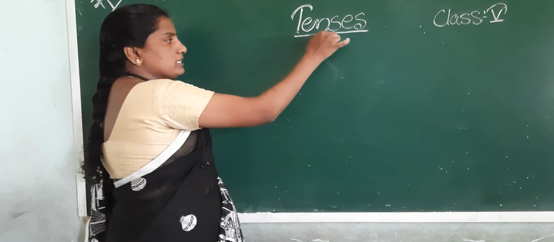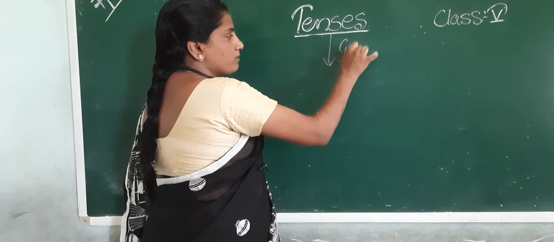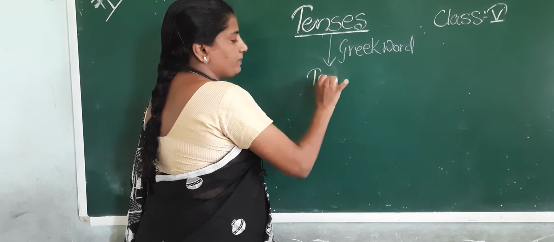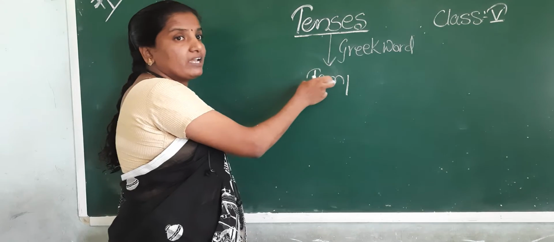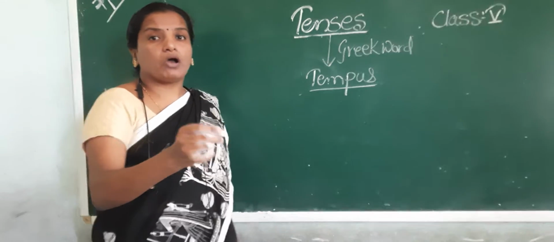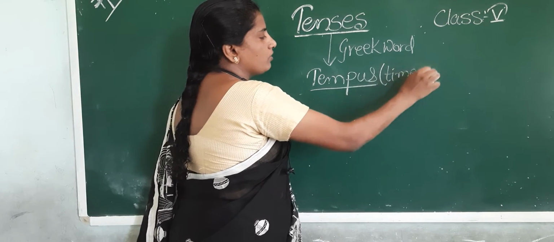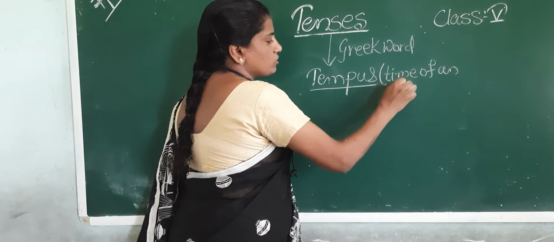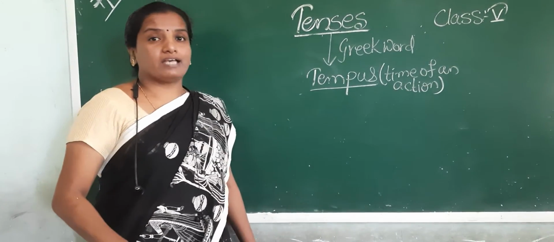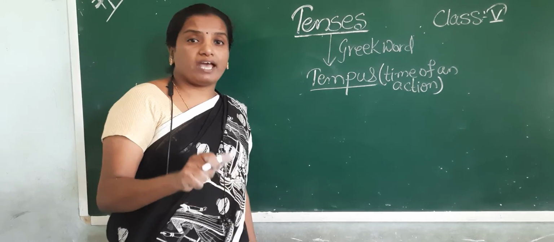Now see, tense, children, comes from a Greek word called tempus. The term tense is derived from tempus. Tempus means time of an action. So children, you can define tense as a form of verb which tells us about the time of an action.